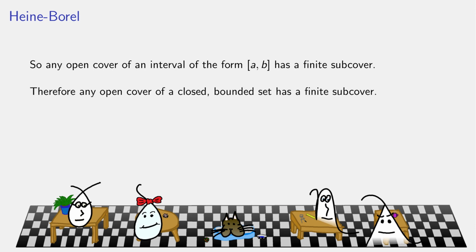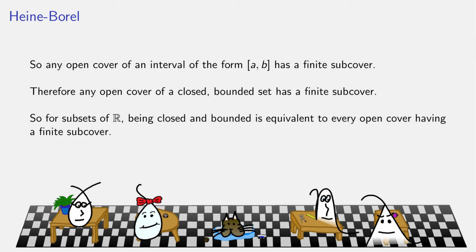Therefore, any open cover of a closed bounded set has a finite subcover because any open cover of one of these intervals has a finite subcover, and any closed bounded set is a subset of one of these intervals, and we've proven that any closed subset of a compact set must be compact. So any closed bounded set must be compact. And that's the end of the Heine-Borel theorem.